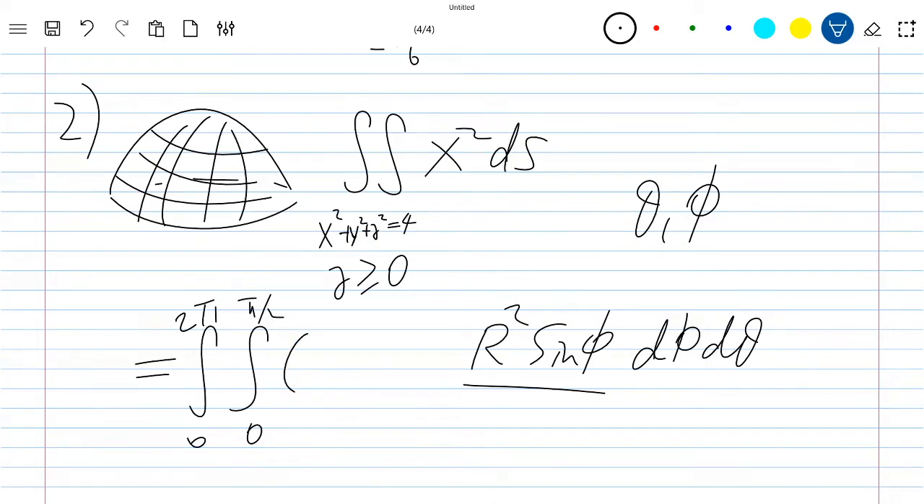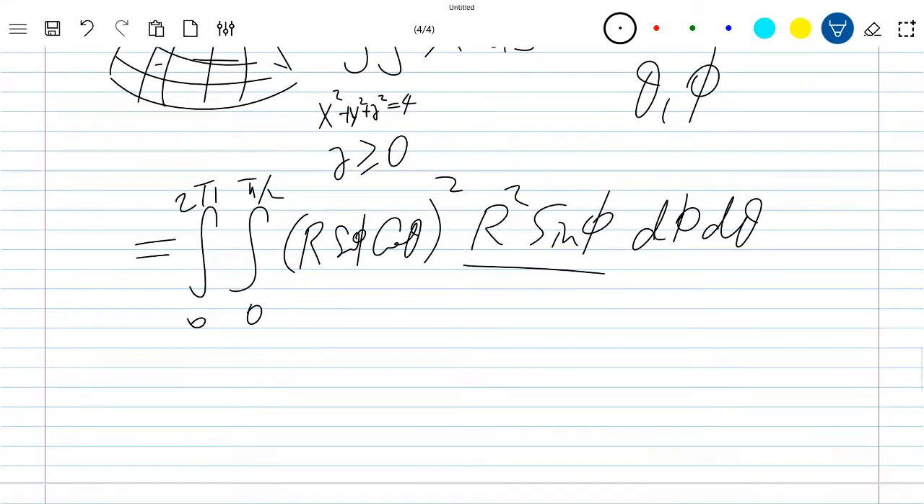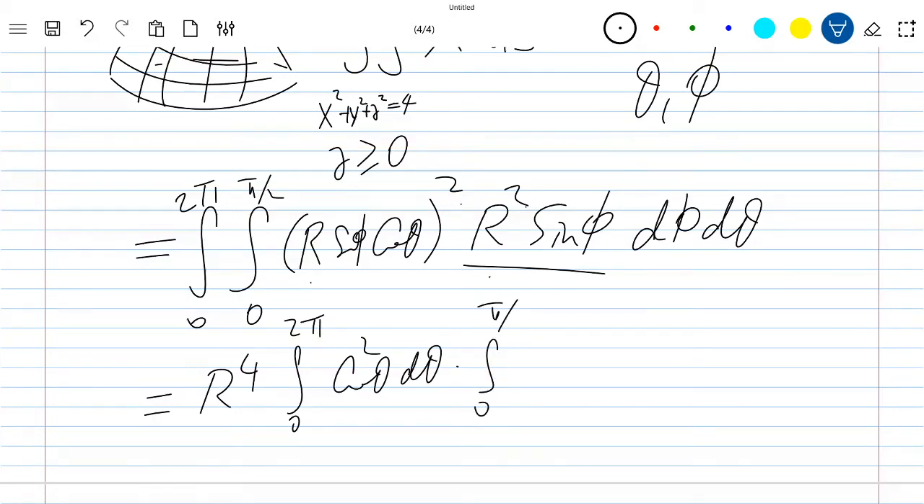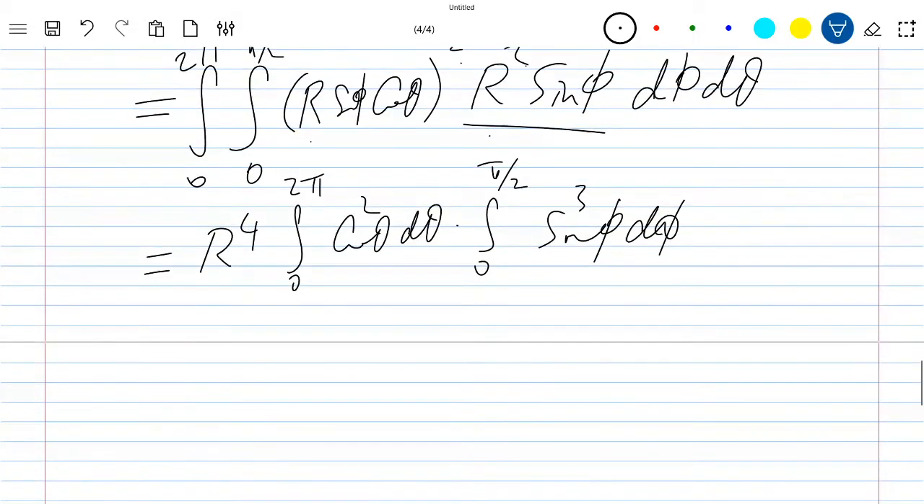So what is x? Well, x is not so simple. X is r times sine phi cosine theta. Alright, let's continue. So we have this r squared times r squared, so we get r to the 4th, which is constant. Then for theta, you have cosine theta squared. And for phi, you have this sine phi cubed, right? Okay, so continue. And the cosine theta squared, how do you do that? 1 plus cosine 2 theta, over 2.